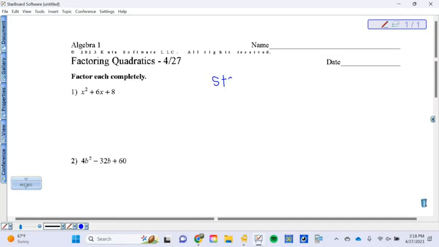Standard form and factored form. Does anybody remember what standard form looks like? Right, no parentheses, and it's what? You were right. AX squared plus... perfect. And what does factored form look like?